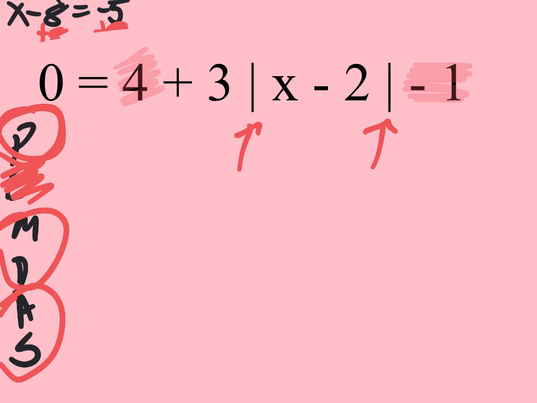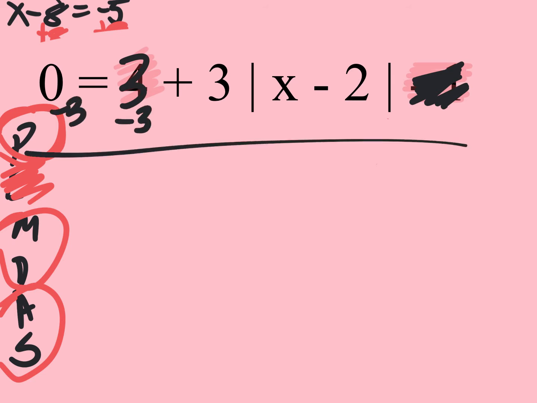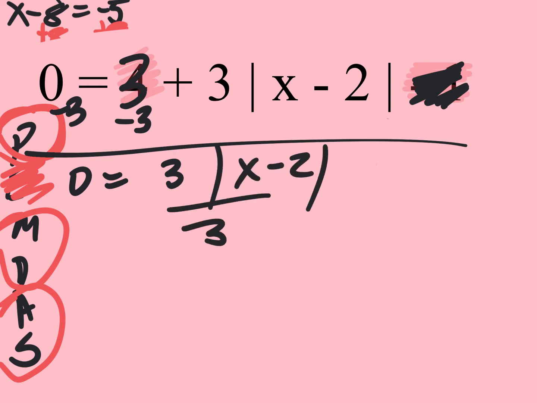So that's why I'm going to start. A typical scenario is you combine like terms. So that 4 and that minus 1 makes a 3. So I'll just scribble them out and put a 3 here. And then I'm going to subtract 3 from both sides. And I get 0 equals 3. And then I divide by 3. Wait a minute, I'm wrong. This is negative 3. I don't know how I was thinking it was 0. 0 minus 3 is negative 3. And then I'm dividing by 3. And then I get negative 1 equals absolute value of x minus 2.